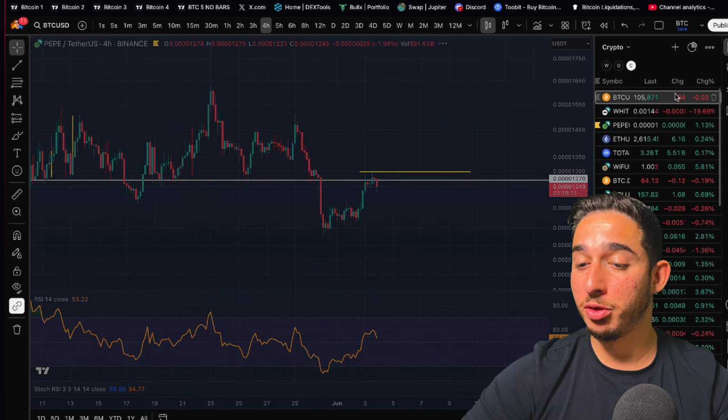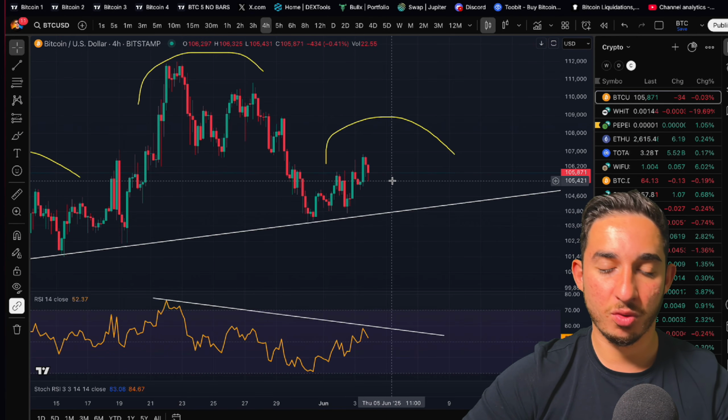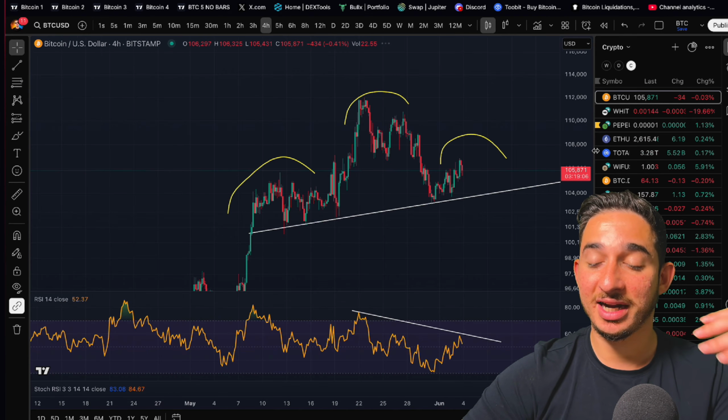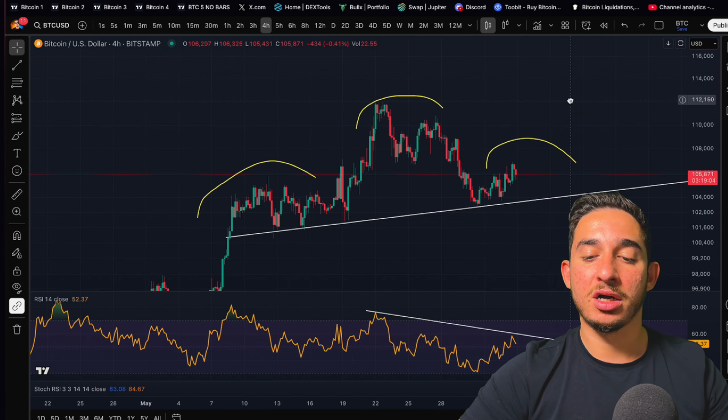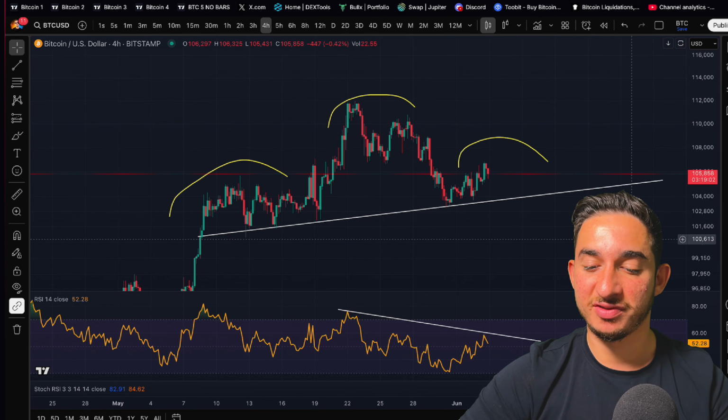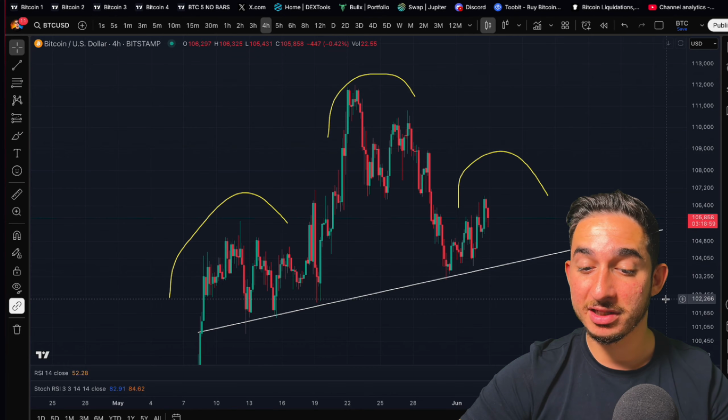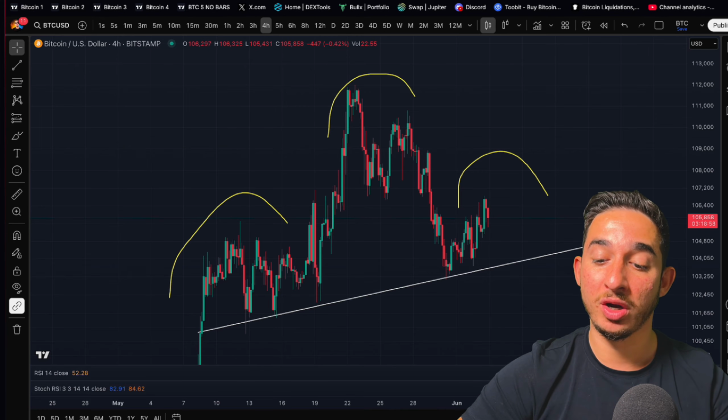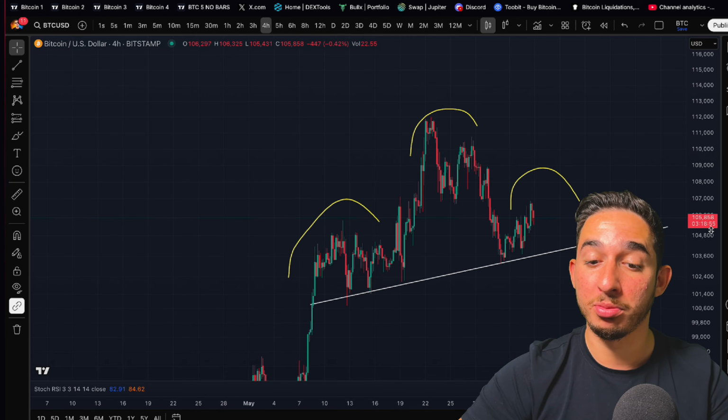Let's have a look at Bitcoin. We know Bitcoin is king. Bitcoin's the leader. Of course, there's literally no question about that. Something that I really want to talk about with Bitcoin is, can Bitcoin be setting up for a massive short right here? I will be updating my Discord. I will be updating my traders.